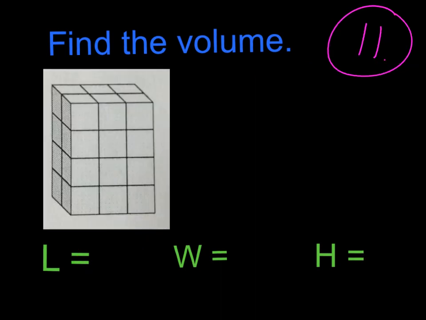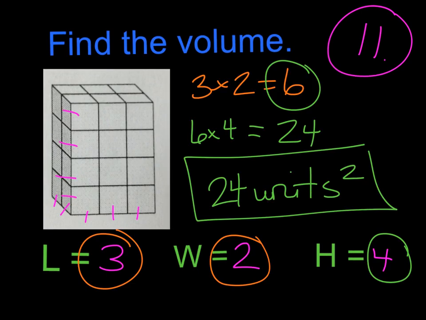And our last problem today, find the volume of this rectangular prism. The length is 3, the width is 2, the height is 4. So 3 times 2 is 6, then 6 times 4 is 24. So the volume is 24 units squared.